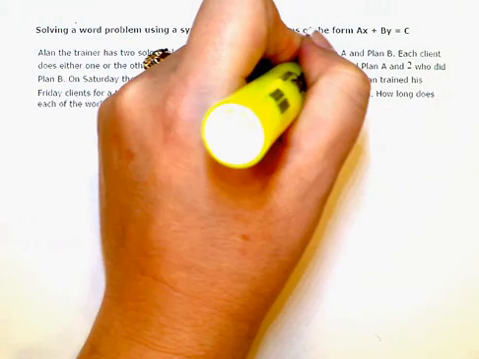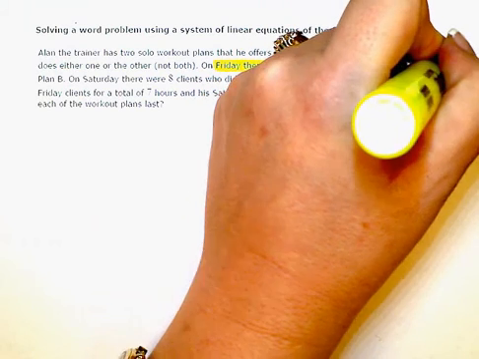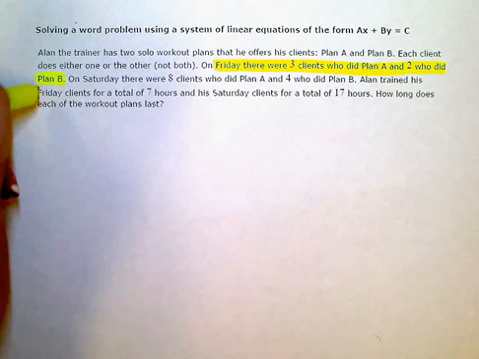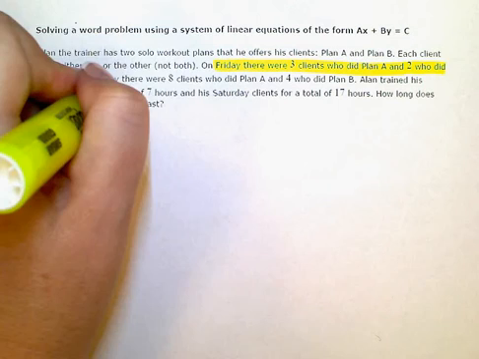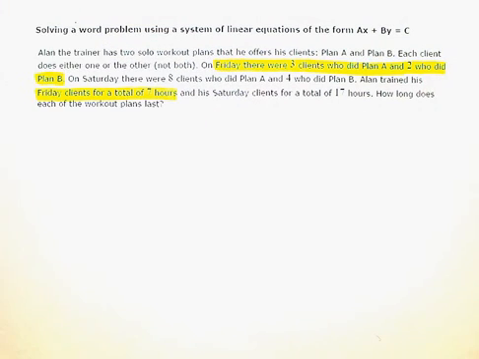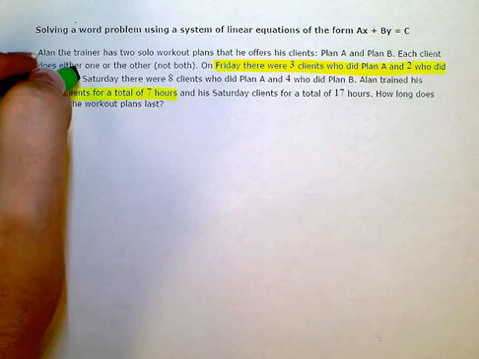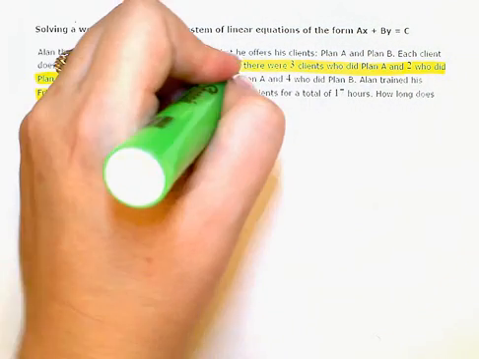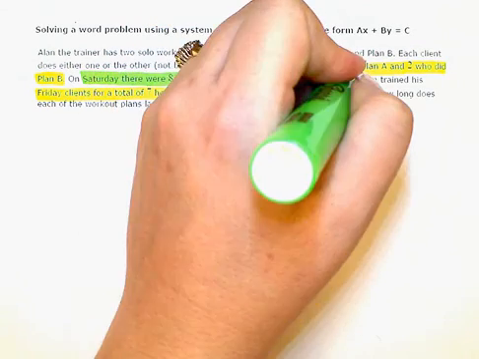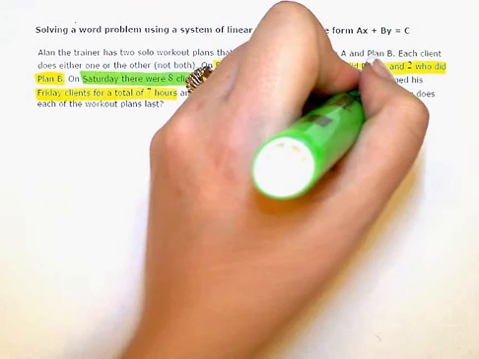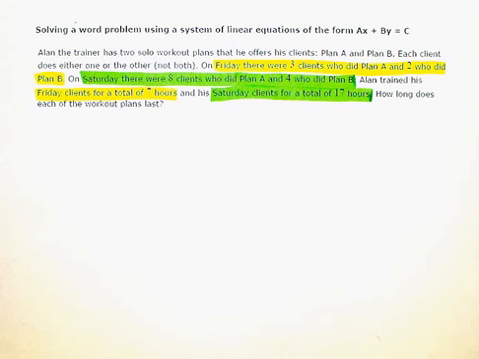So my 2 equations, if I look at my information here: I'm told that on Friday, there were 3 clients who did Plan A and 2 who did Plan B. And I'm also told that for Friday, he trained for 7 hours. On Saturday, there were 8 clients who did Plan A and 4 who did Plan B. And on Saturday, he trained for a total of 17 hours. So I'm going to use that information to set up my 2 equations.